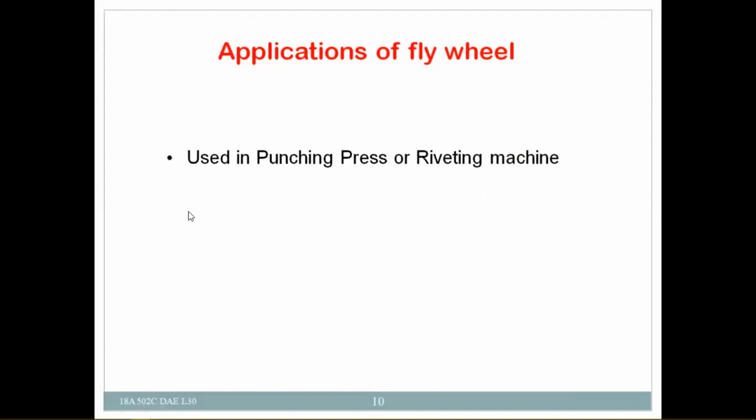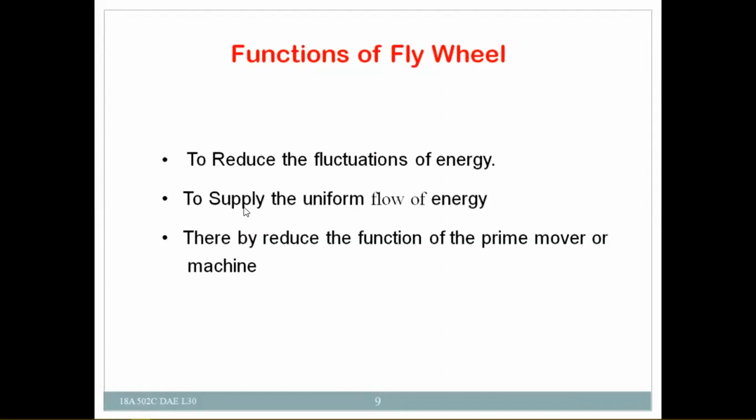Before that, the functions: number one is reducing the fluctuations of energy, number two, supply the uniform flow of energy, and thereby reduce the function of the prime mover or the machine. These are the functions of a flywheel.